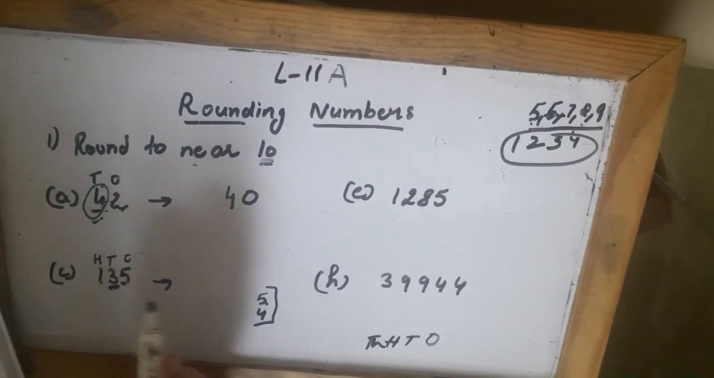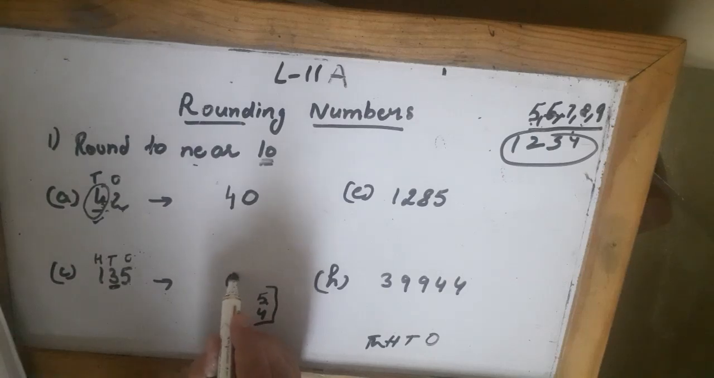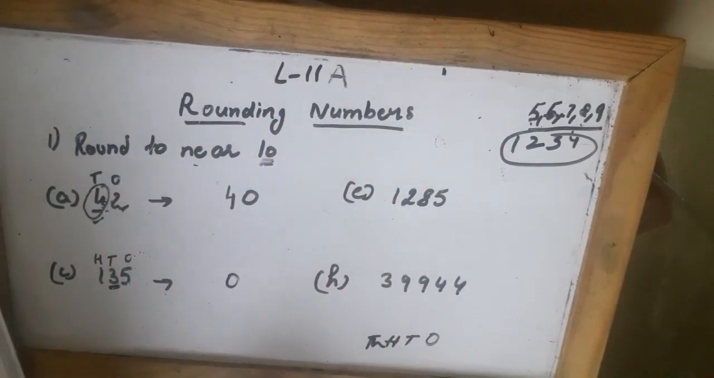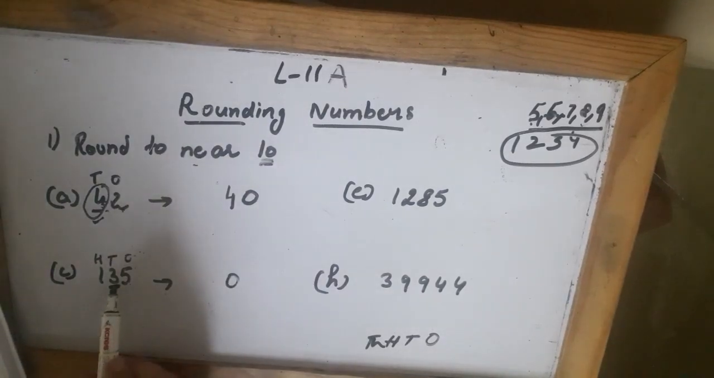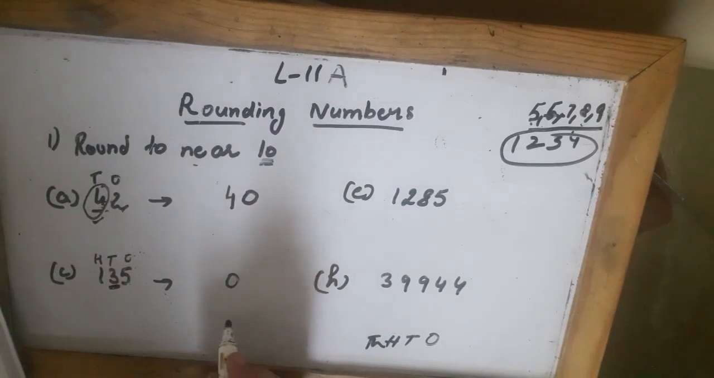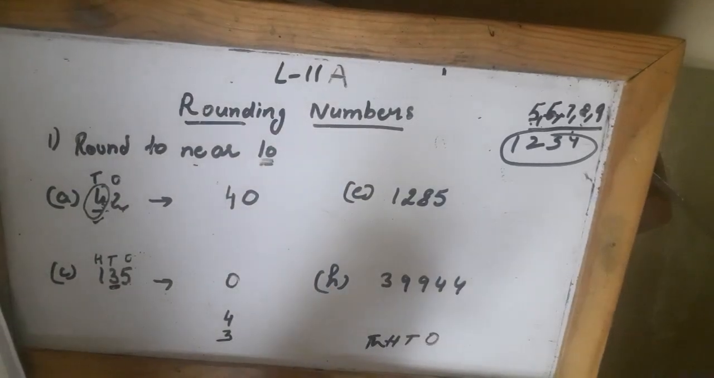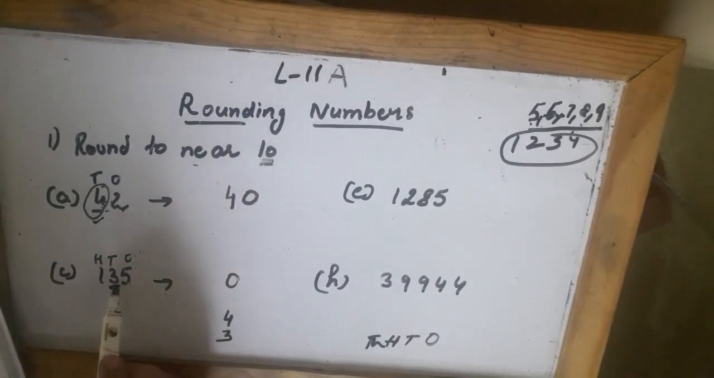So the digit at the 1s place, first of all, will become 0, because I am rounding off. Now I have to decide whether 3, which is at the 10s place, will change to the next digit, that is, become 4, or remain the same. What it depends upon: I will look at the next digit to the right of 3. To the right of 3 it's 5.